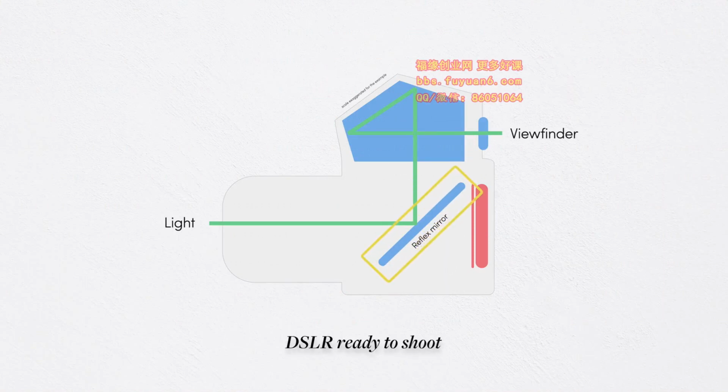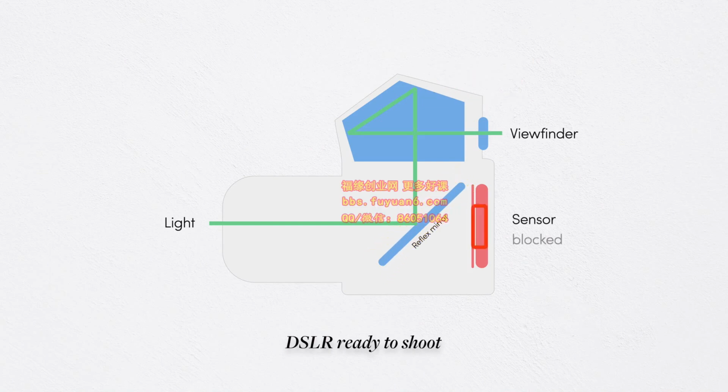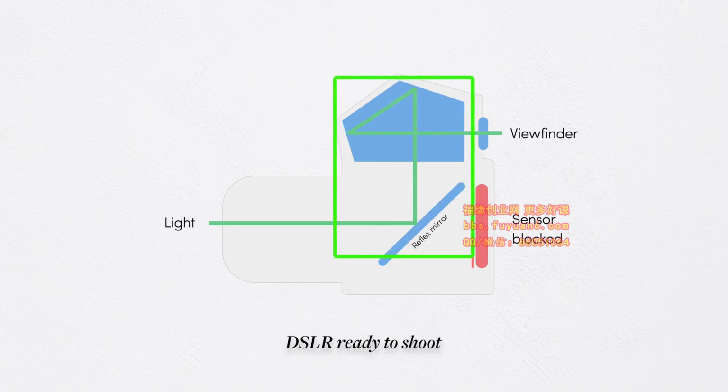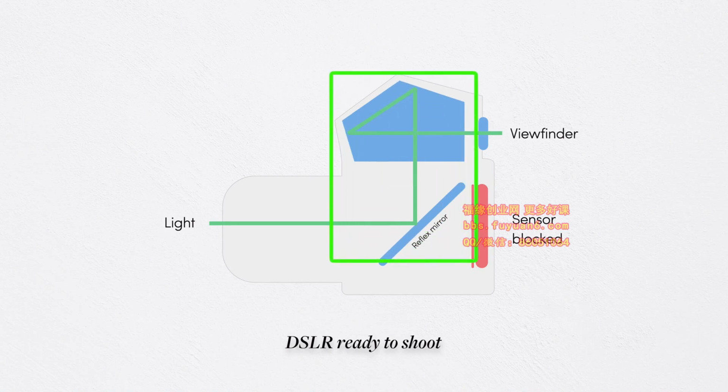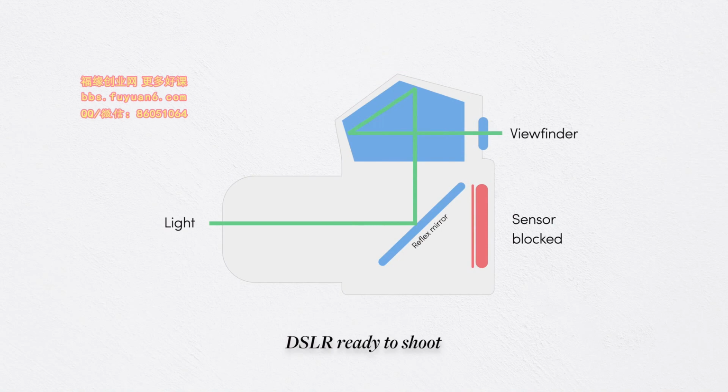How it works is that light comes through the lens and it hits what's called a reflex mirror. The mirror sits in front of the sensor and blocks the light coming through to the actual sensor while reflecting the light into a pentaprism and then into a viewfinder. This allows you to see and preview what the composition will look like before you take the image.